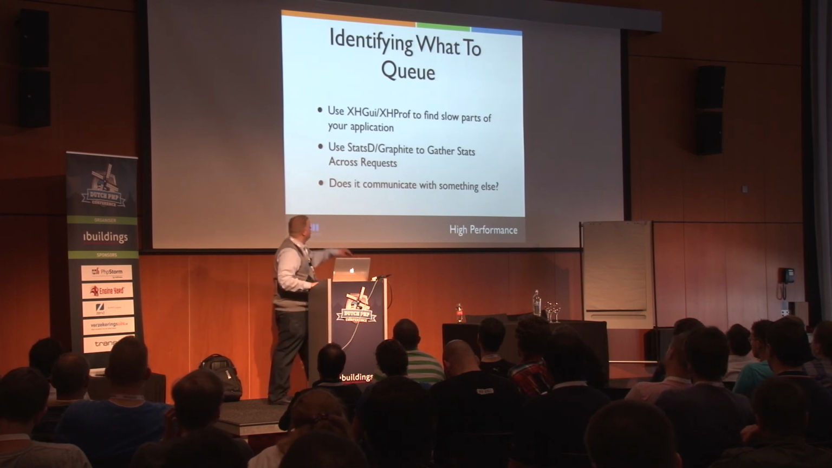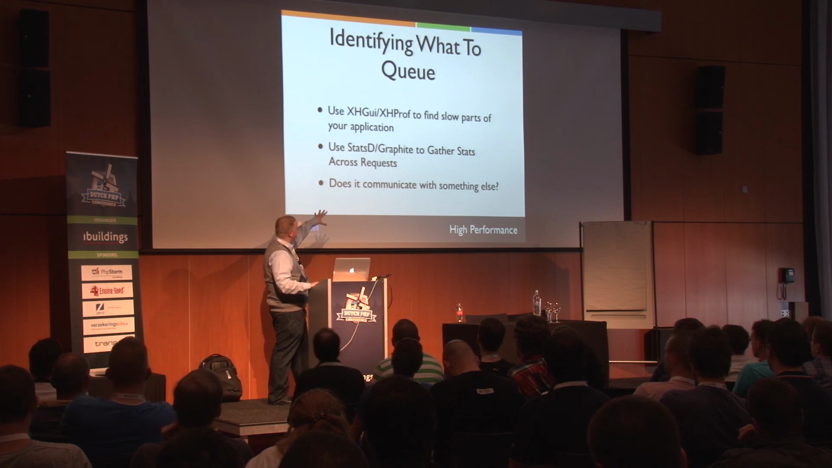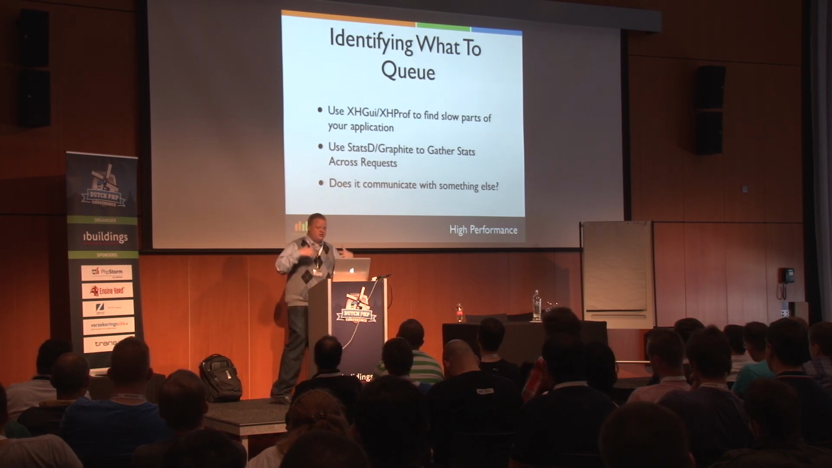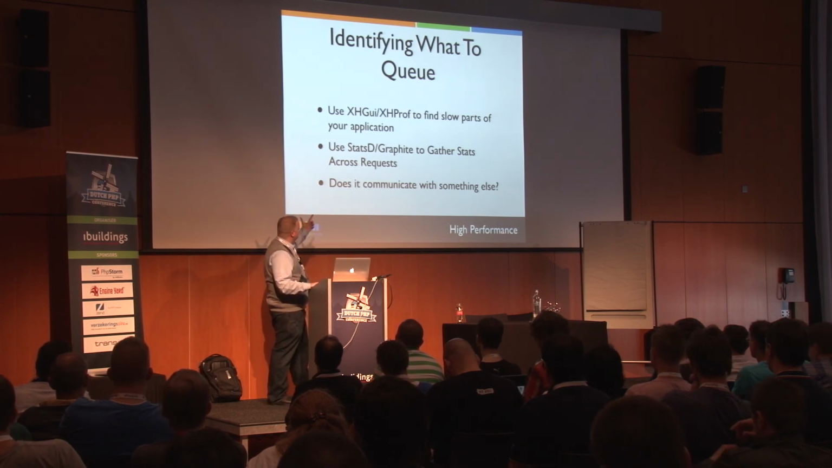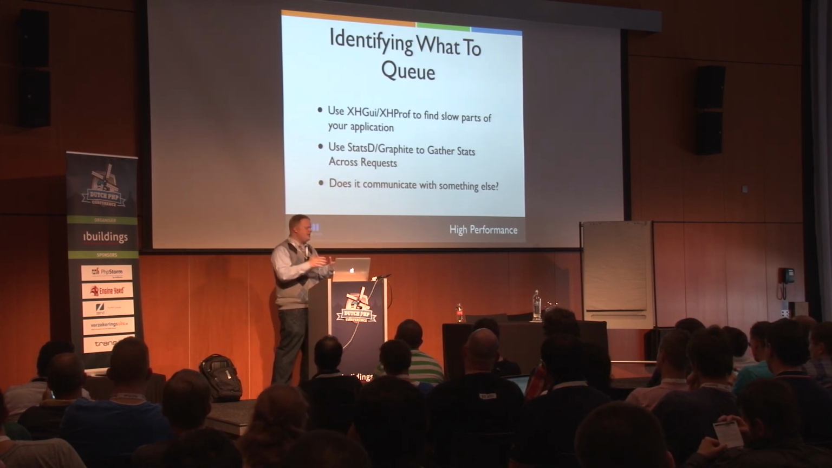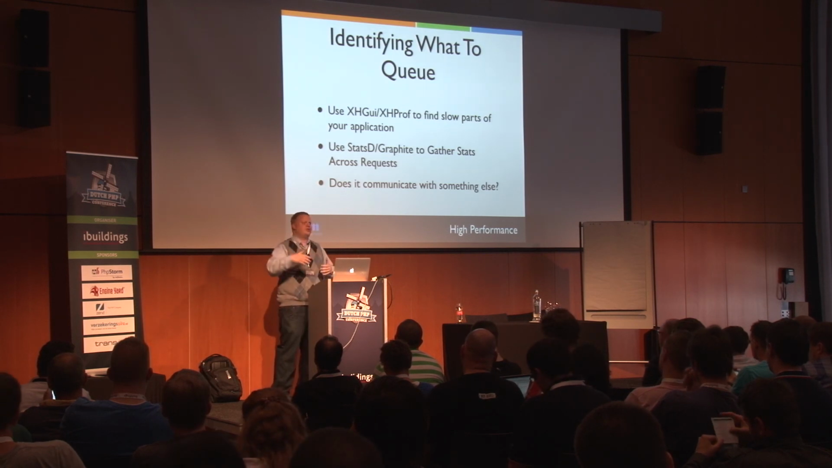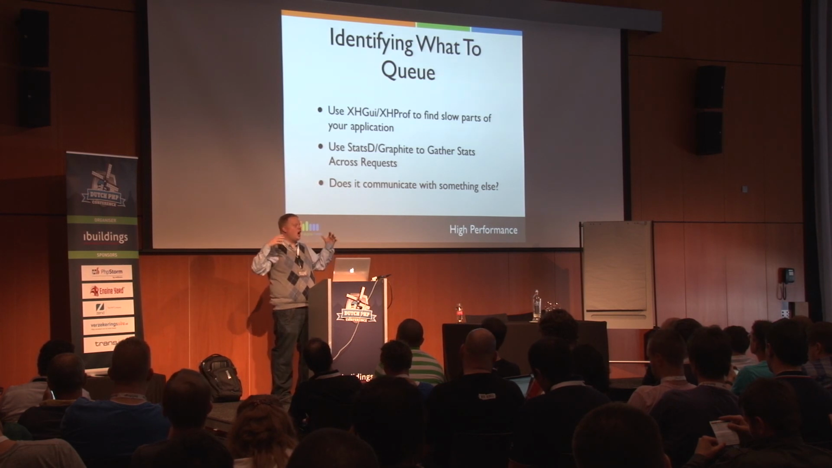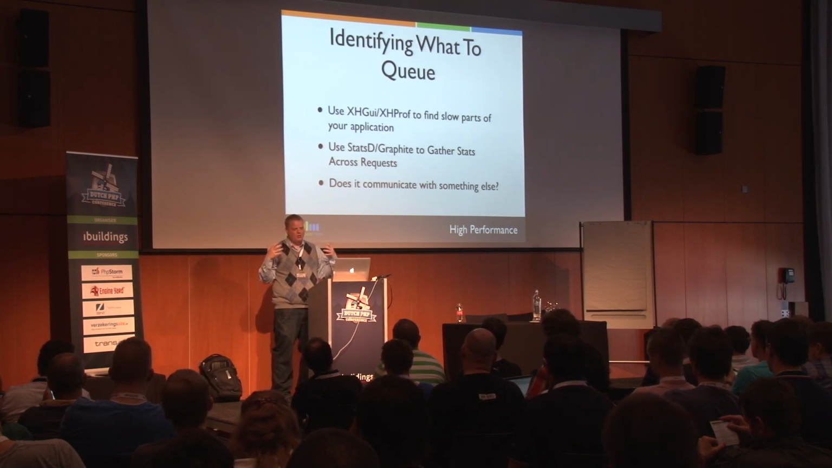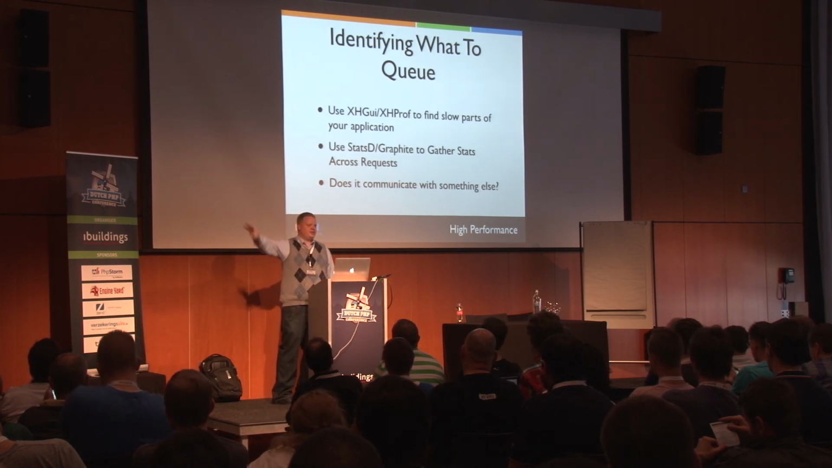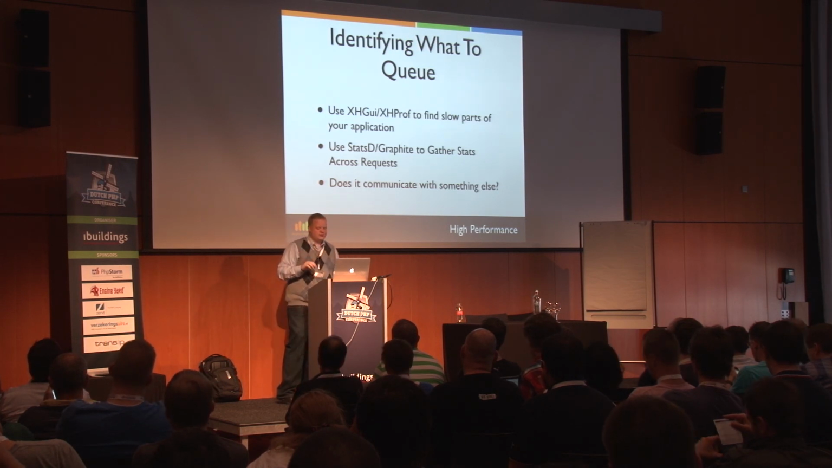So, identifying what to queue. If you haven't used XHGui or XHProf before, check them out. They're way awesome. It's really good for finding slow parts of your application. You can use statsd and Graphite to gather more broad stats across your application. And then if it communicates with anything else, if it has to talk to a different server or different application, that's probably a good candidate to queue. Now, you don't want to queue 100% of everything you do, because then you'll make a very unwieldy application to manage. But you can probably find things that can happen asynchronously apart from the requests in your application.